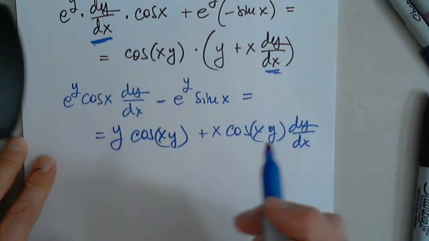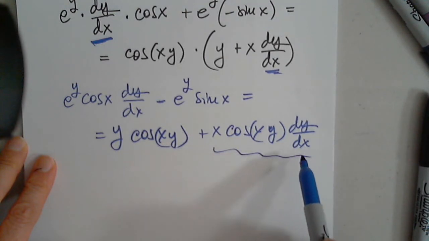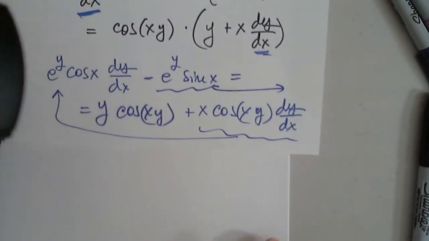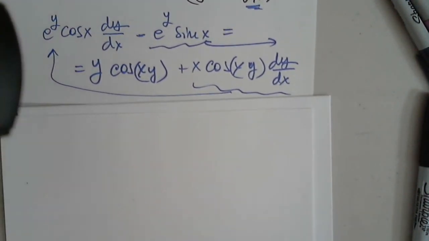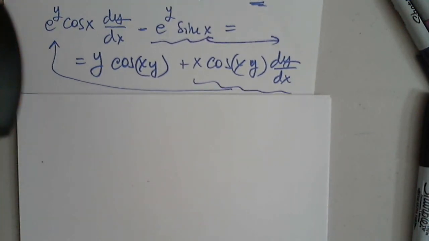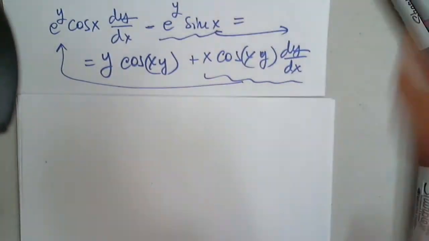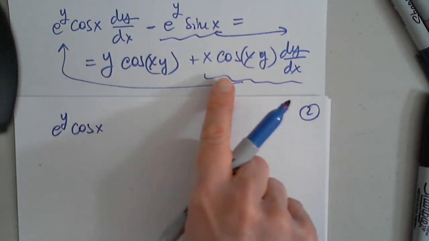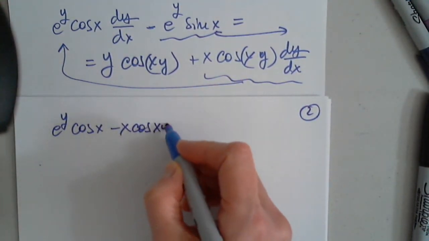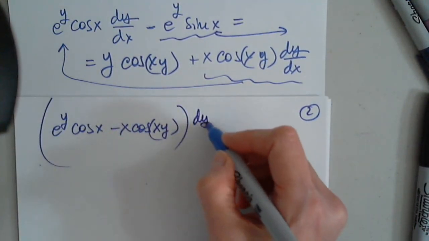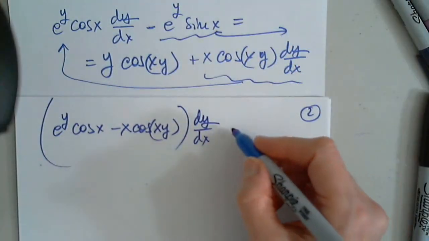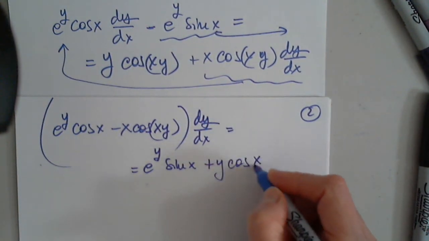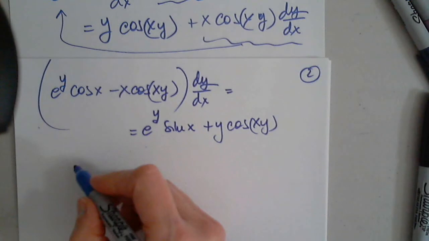Okay, perfect. So now I will bring this term to this side and this term to that side. And at the same time, I will factor out dy over dx. So then I have e to y cosine x, this becomes negative, minus x cosine xy, everything multiplied by dy over dx. And then the other side is e to y sine x plus y cosine xy. And finally, we have dy over dx.